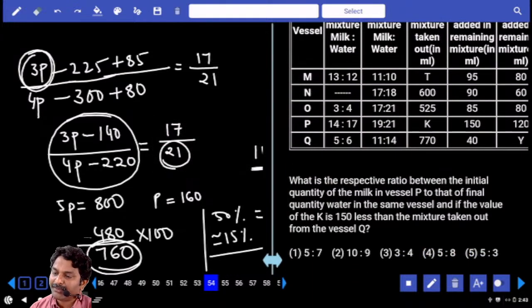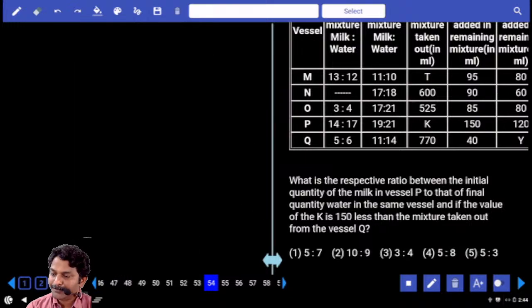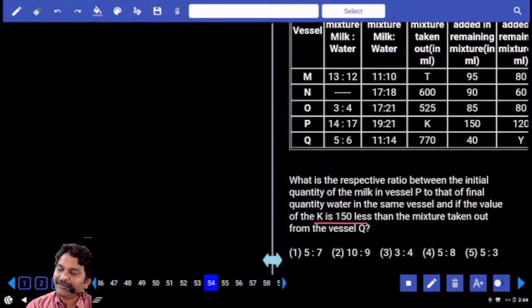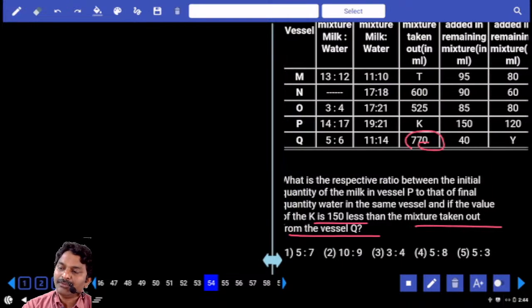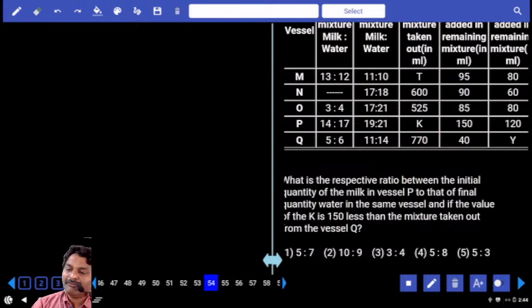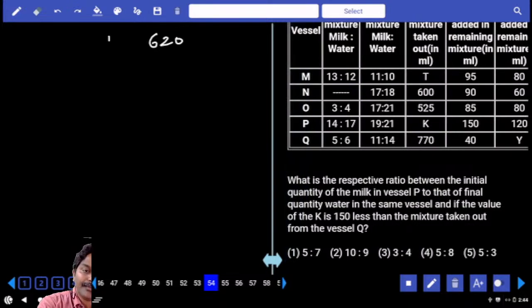What is the respective ratio between initial quantity of milk in vessel P to that of final quantity of water in the same vessel if the value of K is 150 less than the mixture taken out from vessel Q? Now they are talking about P. K value is 150 less than mixture taken out from Q. How much is mixture taken out from Q? 770. 150 less than that number, 620. So now this is the value of K. K value is this much.